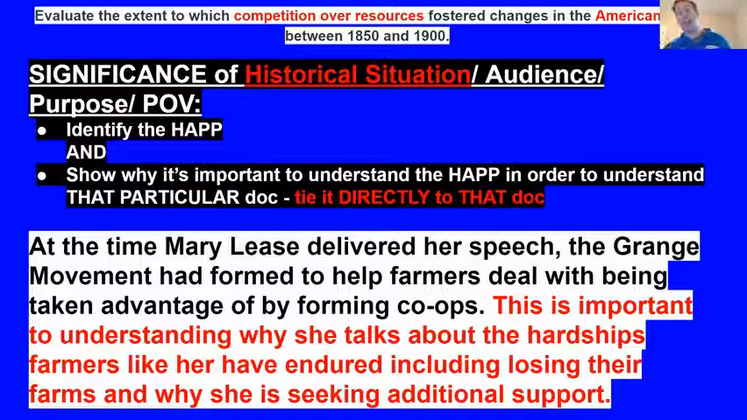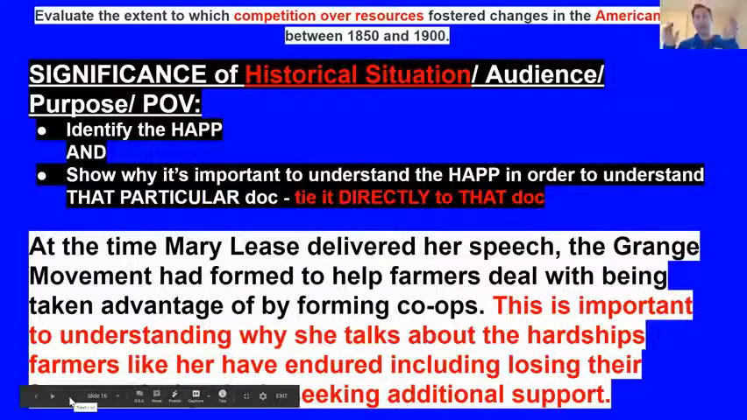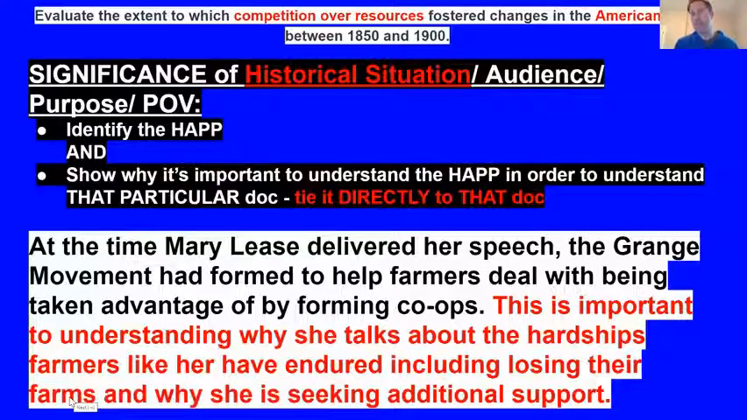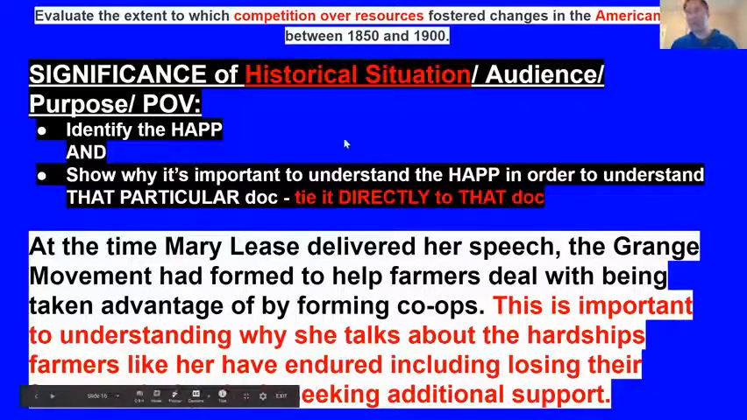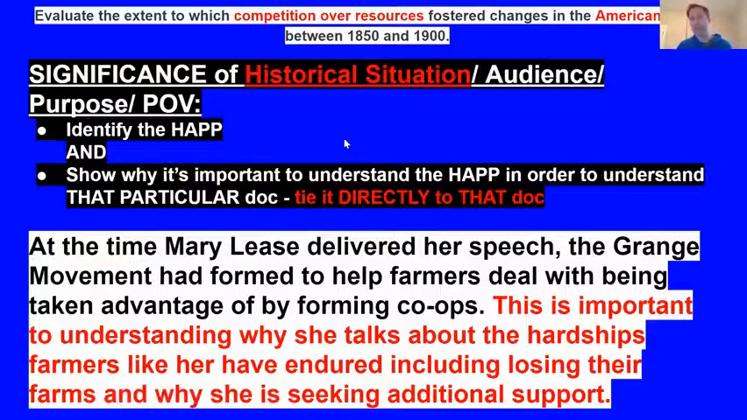And then after that, I'm going to tie it back. How does the document help further our argument? This is a change because. This is a continuity because. Okay? So that is the DBQ that you guys wrote last week in a nutshell. If you haven't done so, take a look at the other practice questions. Just get yourself exposed to as many of these questions as you possibly can.